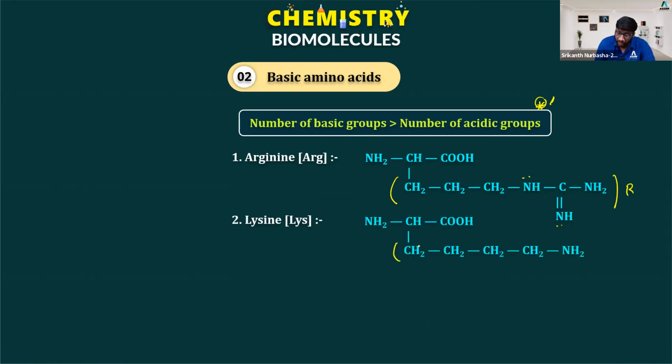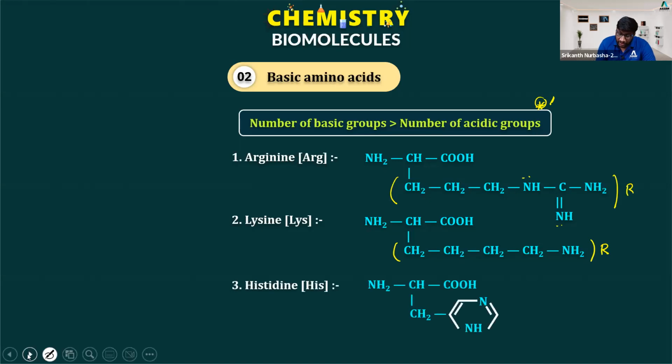Lysine, NH2CH-COOH. This is again the alkyl group R, CH2CH2CH2CH2NH2. Histidine, NH2CH-COOH, CH2 and this bulky group R. So, wherever you have more number of basic groups when compared to acidic groups, in that category you will be having the respective basic amino acids. Basic amino acids means number of basic groups is greater than number of acidic groups. Acidic amino acids means number of acidic groups is greater than the number of basic groups.